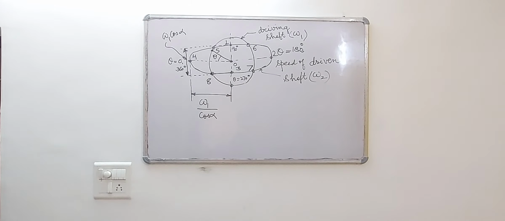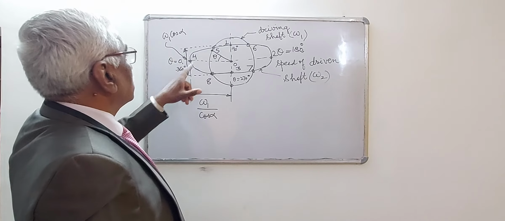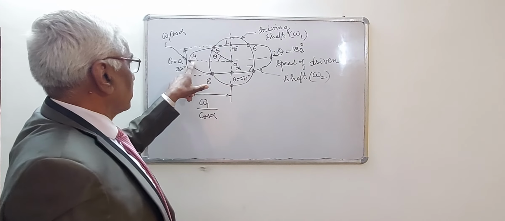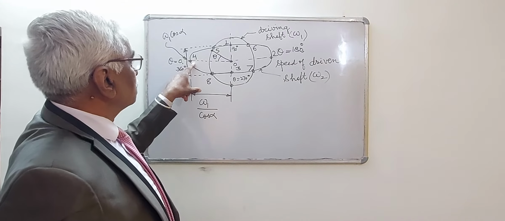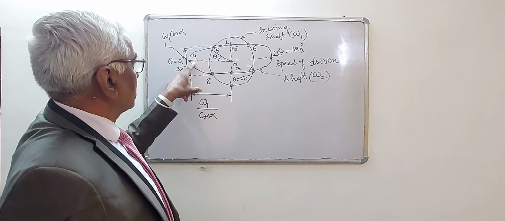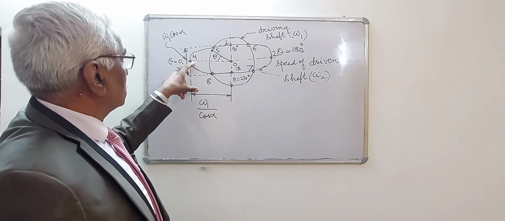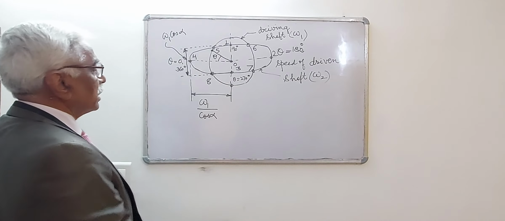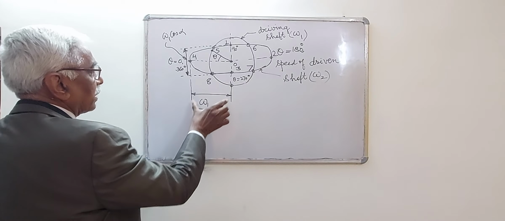So, I explain this figure. From the figure, it is clear that at point number 2 and 4, the speed of the driven shaft is maximum, and the magnitude of the maximum value is given by omega 1 by cos alpha.